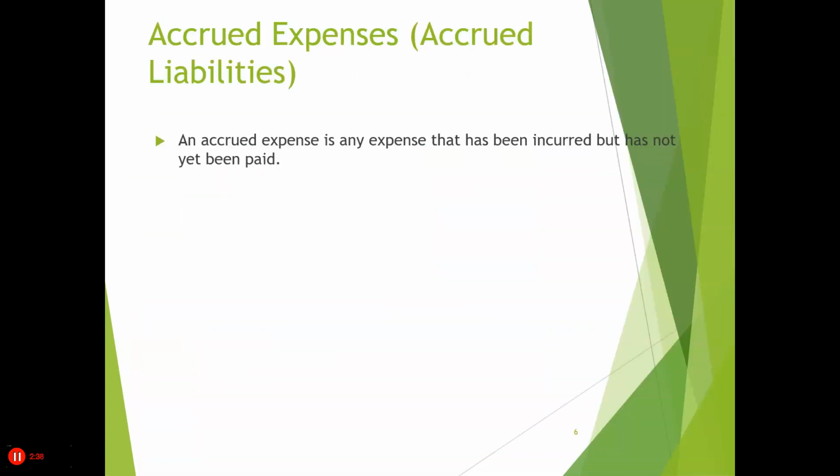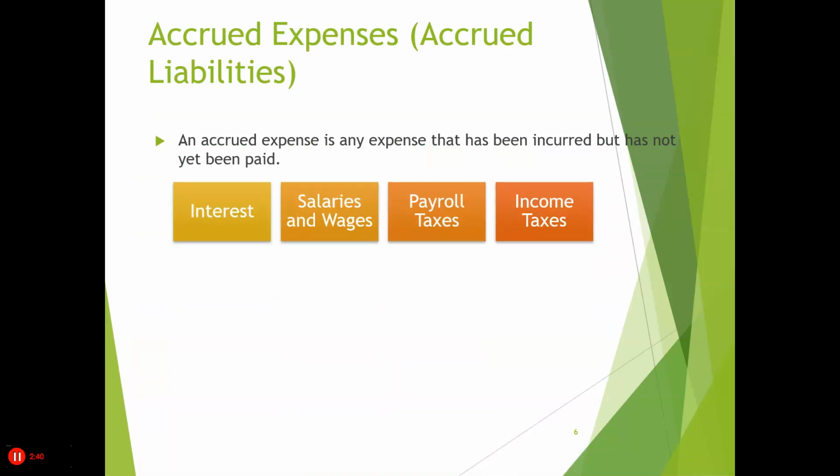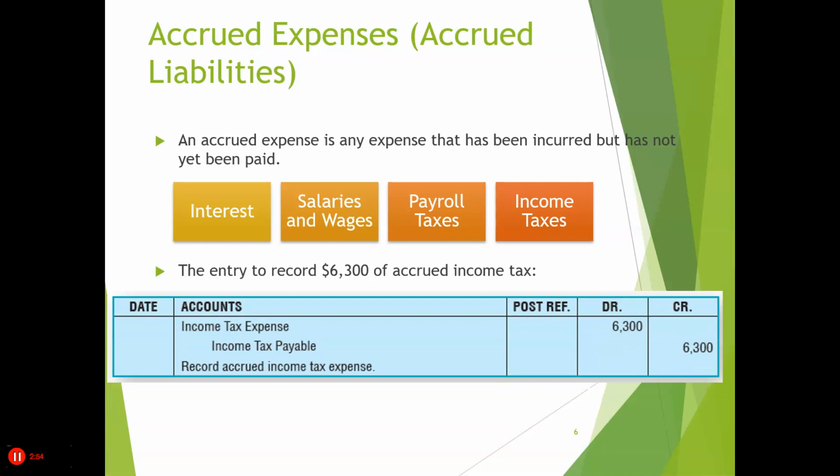Now, what about accrued liabilities? Well, here we've got interest, because remember, interest is incurred over time. We have salaries and wages payable, payroll taxes, and income taxes. So if we had accrued income tax, it would look like this: income tax expense, income tax payable. Now, here's the thing about income tax: we know we have to pay it, but we estimate until year end because it's based on what we've earned.